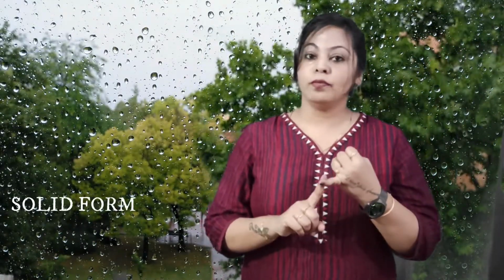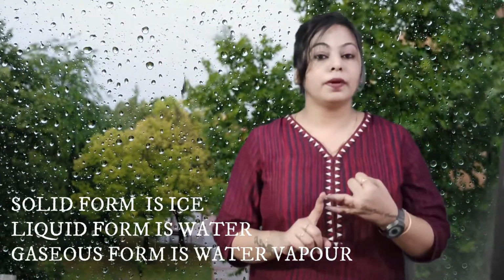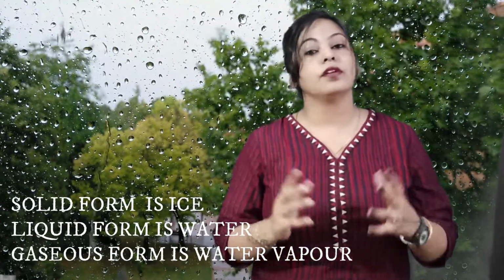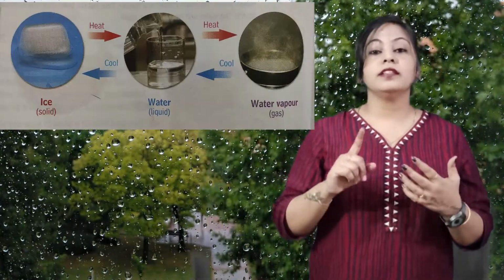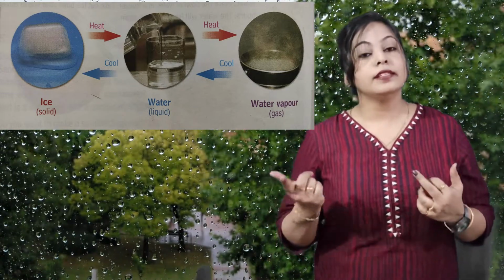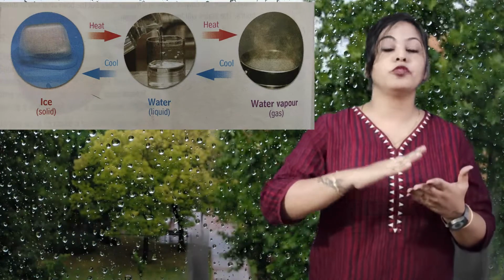So children, you have come to know that water has three forms. Solid form is ice, gaseous form is water vapor and liquid form is water. You have seen how ice when heated changes into water and water when boiled changes into water vapor. This is how water changes its state from one form to another.